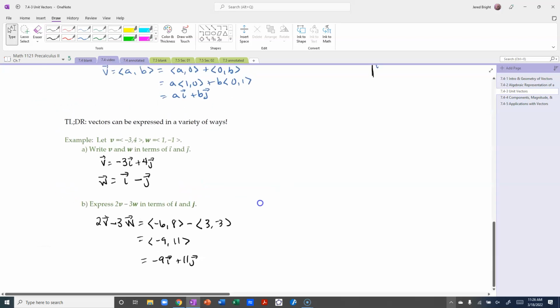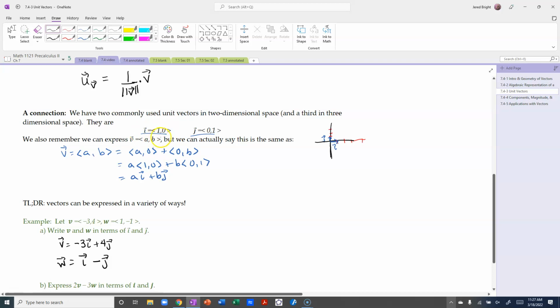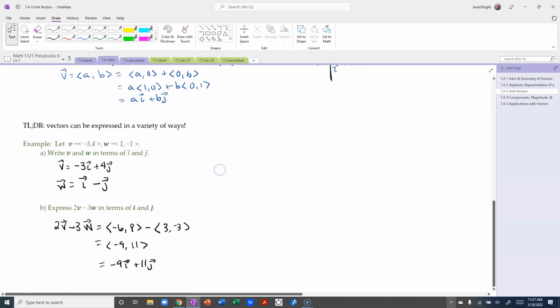Again, to find a unit vector for a given vector, just divide by its magnitude, and carry that division into each component. And then be aware of i and j. They do pop up in terms of notation, but they're not too bad to work with.